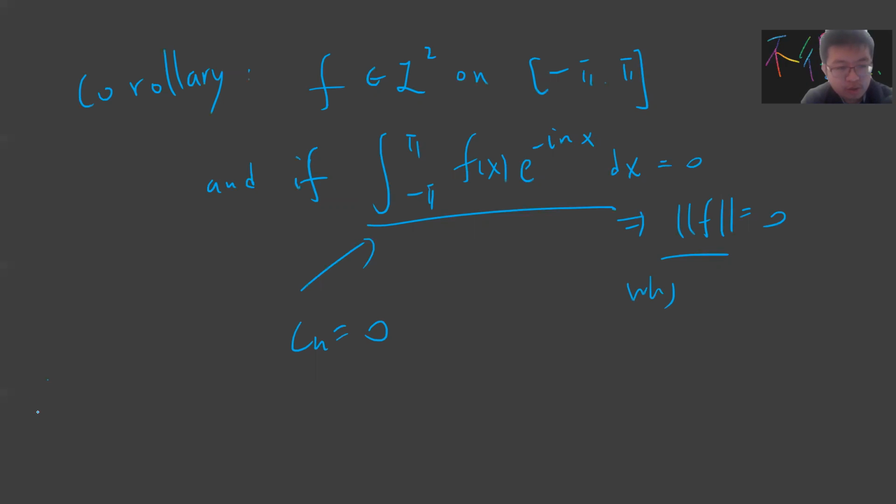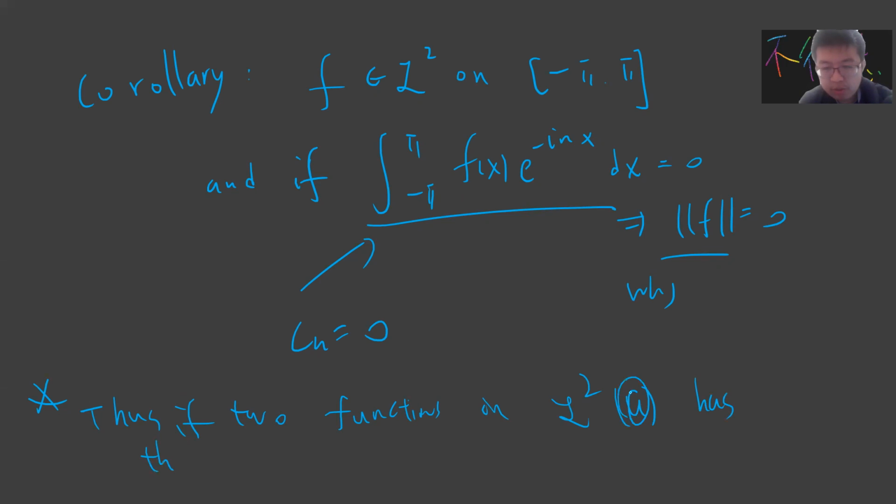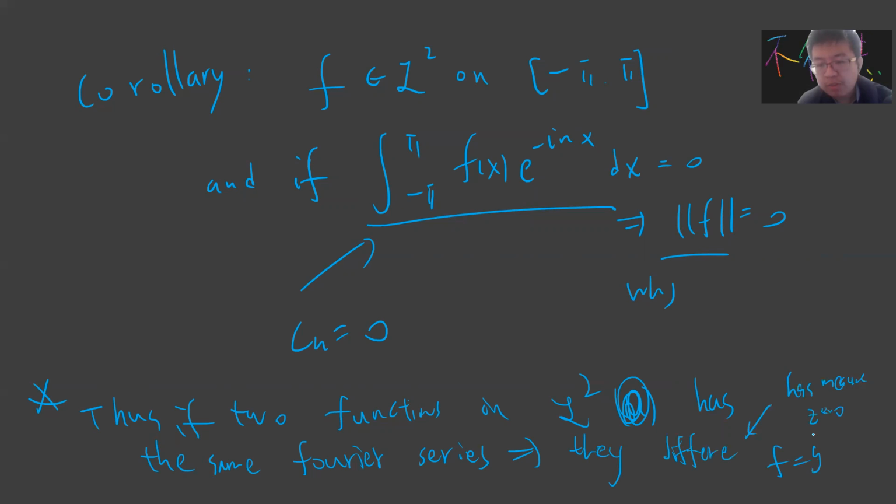So let me write down another result. If all c_n is 0, this tells you that if two functions in L2 have the same Fourier series, then their difference has measure 0. I use L2 because I use the Lebesgue measure. So they are the same almost everywhere.